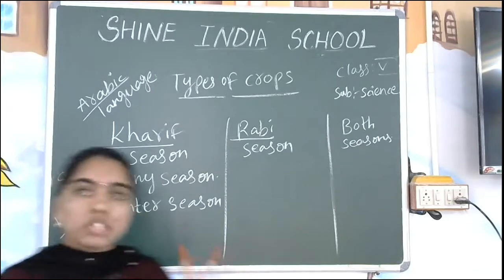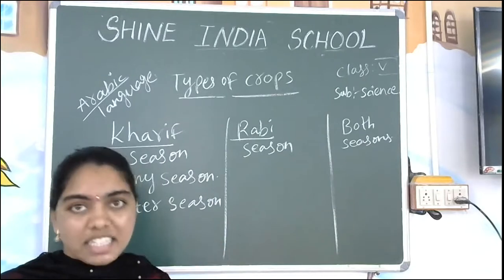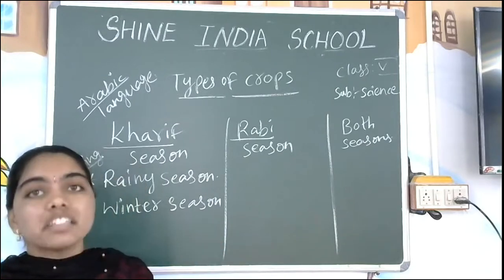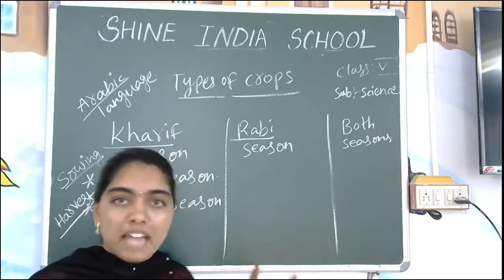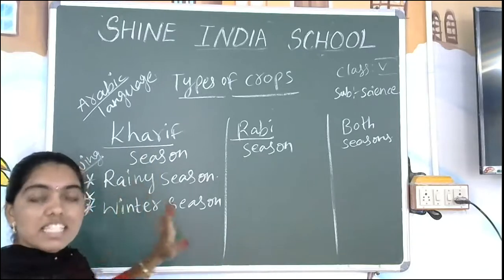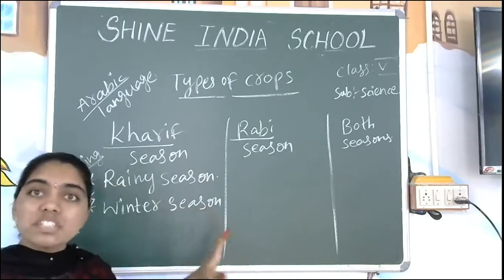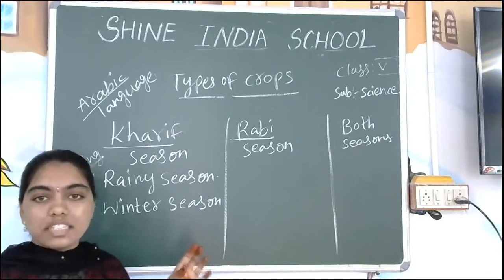Here we have two types of season. The crops which grow in the rainy season and continue into the winter season are called Kharif season plants. When are we going to sow the plants? Yes, especially in the rainy season. And when are we going to harvest? In the winter season.